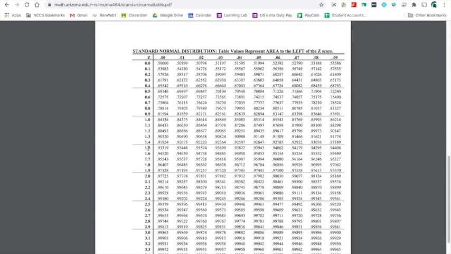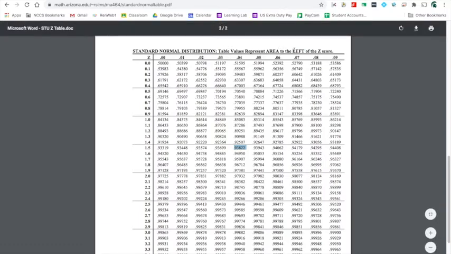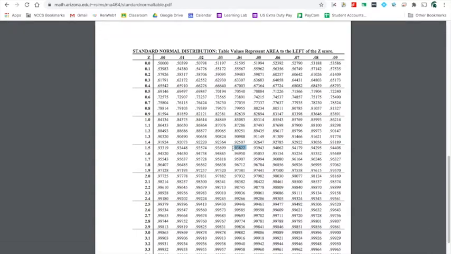So here's the 1.5 row, and this is the 0.04 column. Notice 0.04 here at the top. If you put those together, 1.5 and 0.04, you get 1.54. So this value here is the probability of getting something less than 1.54, because at the top of the table it says table values represent area to the left of the z-score. So everything to the left of 1.54 is equivalent to saying the probability of less than 1.54.